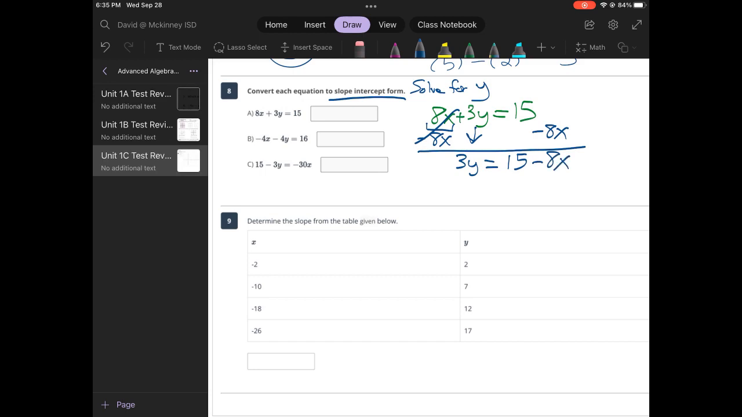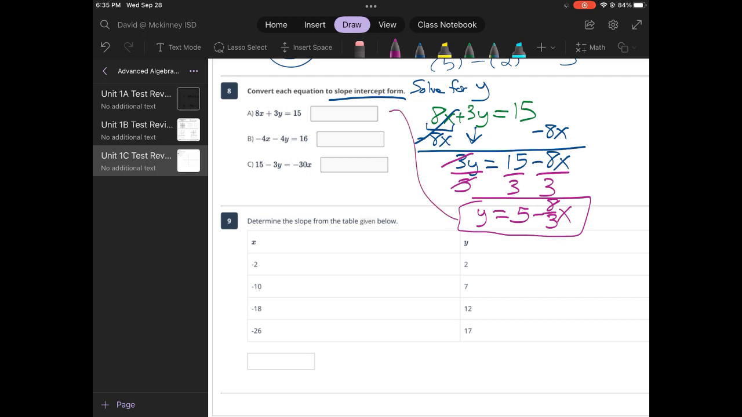That's step one. Step two, I need to divide by the coefficient of y. The coefficient is the number in front of the variable. In this case, it's a 3. I must divide each and every term by a 3. When I do that, 3 divided by 3 cancels out. I get y is equal to 15 divided by 3 is 5. If I put a negative 8 over 3 into Desmos, Desmos will check to see if it reduces. In this case, it does not. So I get y is equal to 5 minus 8 over 3x. That is in slope-intercept form.